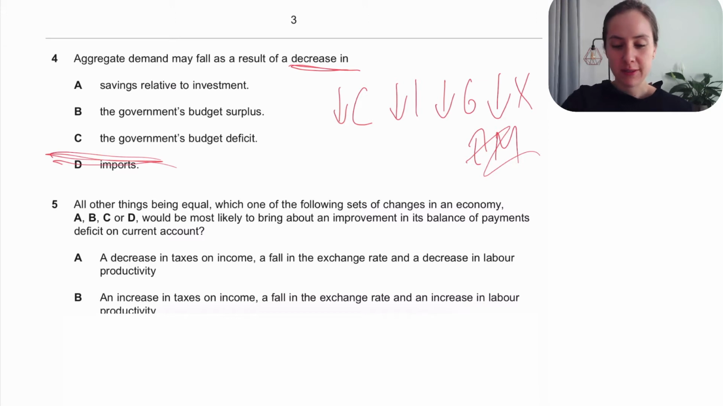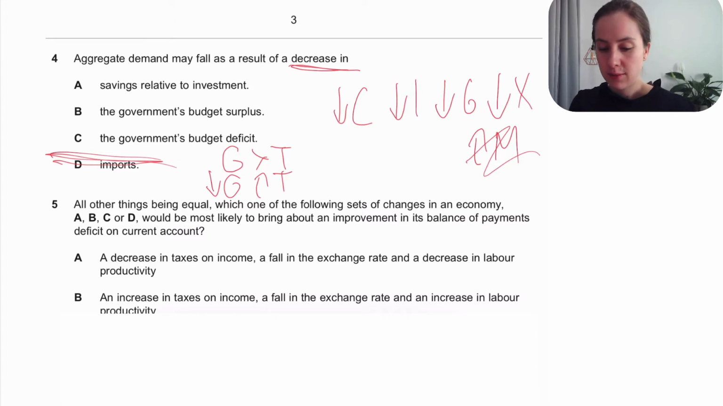Government's budget deficit. So that budget deficit means G is greater than T. That's government spending increasing and tax decreasing. And that seems to work out. That's an answer.